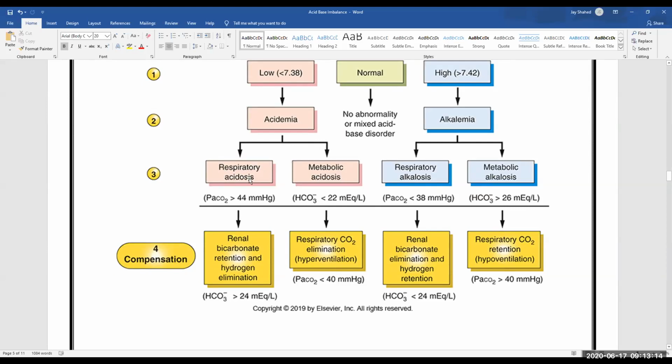So if you have respiratory acidosis, okay, that means your PCO2 is higher than 45 or 44. Right? How can we compensate? Well, the bicarbonate will be reabsorbed by the kidney. So when you do that, you increase the HCO3, and then you eliminate hydrogens. That's what the kidney does. It eliminates the hydrogens and it retains this. Same here. So when you have HCO3 less than 22, respiratory CO2 elimination, you start hyperventilating in this case. And here the same issues.